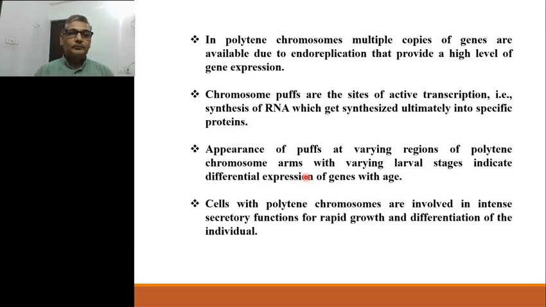Then some of the important uses and functions of this Polytene chromosome could be that in Polytene chromosomes, multiple copies of genes are available due to endoreplication that provide a high level of gene expression. Then chromosome puffs are the sites of active transcription, that is synthesis of RNA, which gets translated ultimately into specific proteins. Appearance of puffs at varying regions of Polytene chromosome arms with varying larval stages indicates differential expression of genes with age.